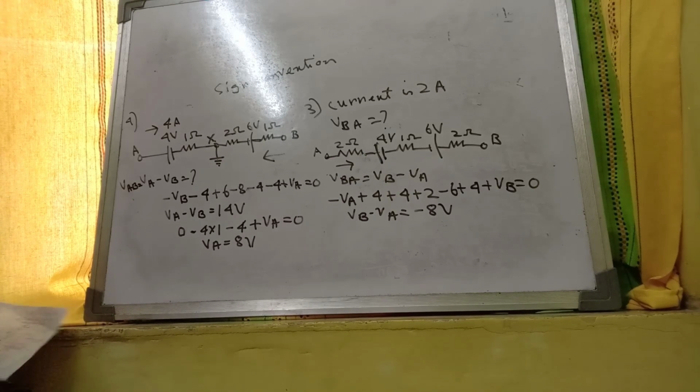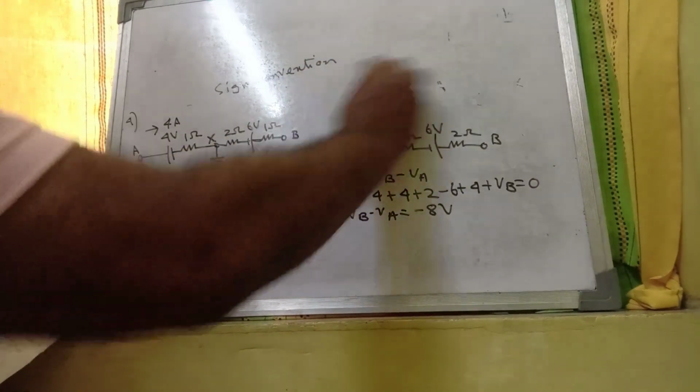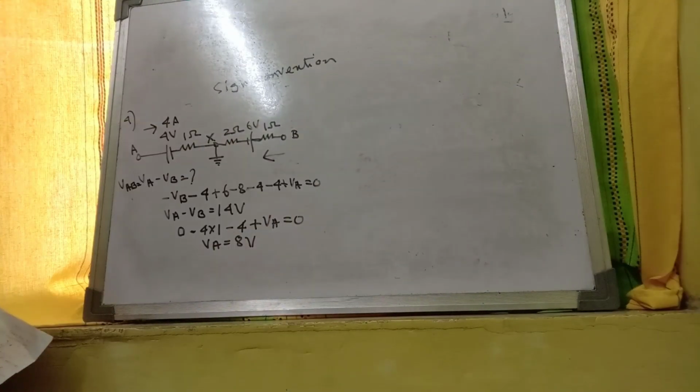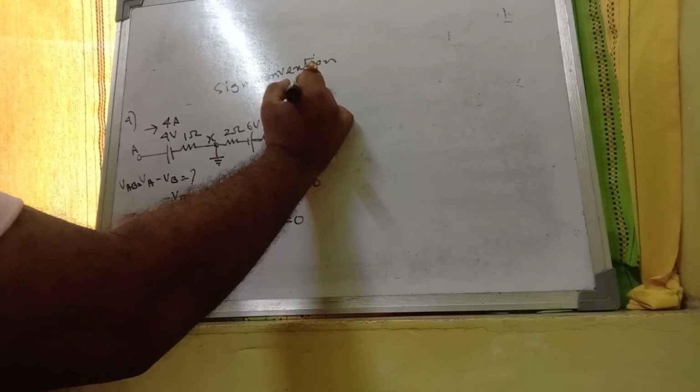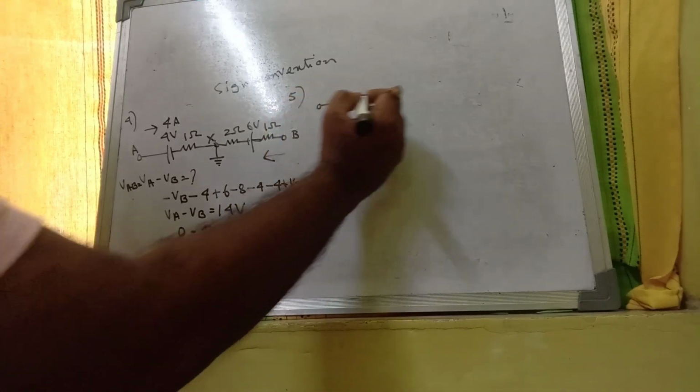Now I am going for the fifth one. For that I have to remove this one from the board. So this is number 5. Now look at this circuit. It's a different one. Not very difficult. These are very easy sums. And follow the sign convention and the path you are moving.